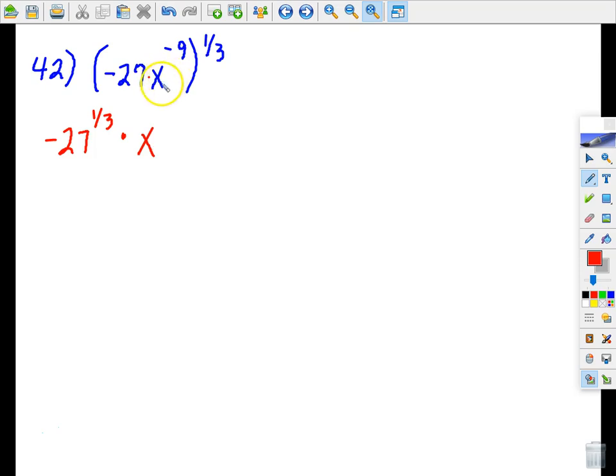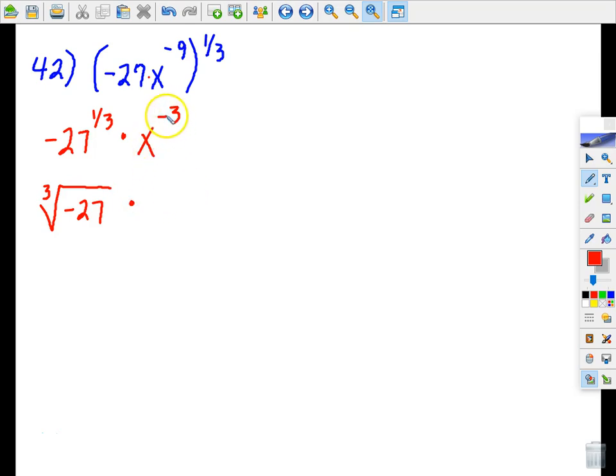Now what do we do when we have a power raised to another power? We had an example of that earlier. We multiply these two powers together. So I'm going to have x to the -9 times 1/3 power, and that's -3. So I've removed the parentheses, and now I'm going to change rational exponents into radical form. So another way of saying -27 to the 1/3 is the cube root of -27.